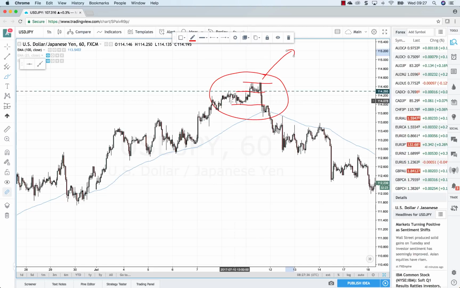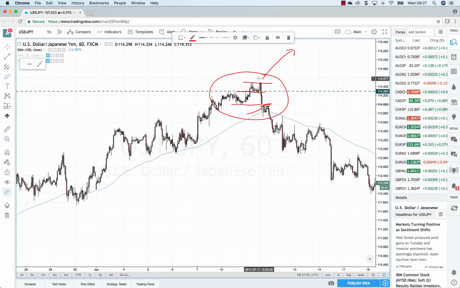And then we said that if the market breaks beneath this level, then we want to be a seller. So when the market closes beneath this level here, we want to be a seller. So we sell below there. We have our stop above the high over here.